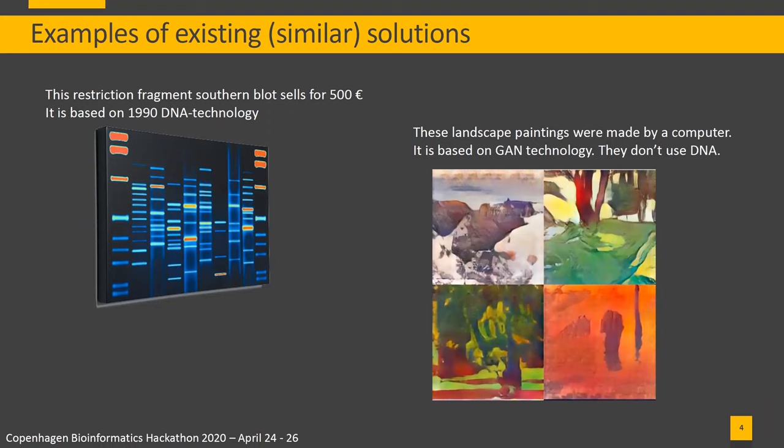I put up a few examples of existing solutions there. To the left, this is actually something contemporary. It's a restriction fragment southern blot, and they sell for a lot of money. But it's based on ancient technology. We don't use that anymore. However, on the right, these are examples of things you can do with modern image generating technologies. But they don't use DNA, and that really is what the challenge is about here: to combine these two things. Use something with DNA, because people are clearly very interested in that for no reason, and then you can use something modern. So that really catches the challenge. Next slide, please.